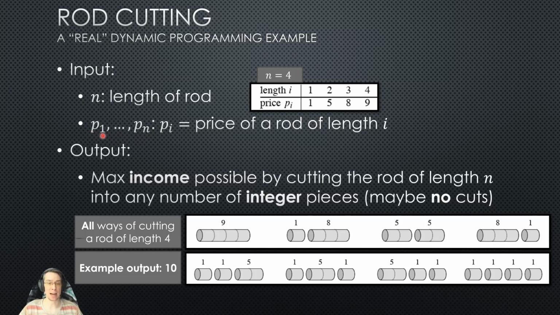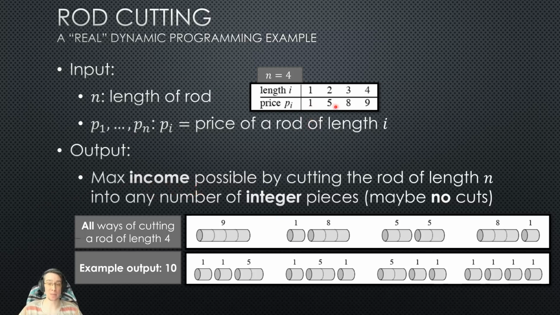So you have a set of prices that are also given to you in the input. So there's the integer n, that's the length of the rod you have. And then there are n other integers, p1 up to pn, where pi is the price of a rod of length i. So basically all of the numbers from 1 up to n are covered. You have a price for every possible integer length up to the length of your rod that you're trying to sell. So the output that we're looking for is the maximum income that you can make.